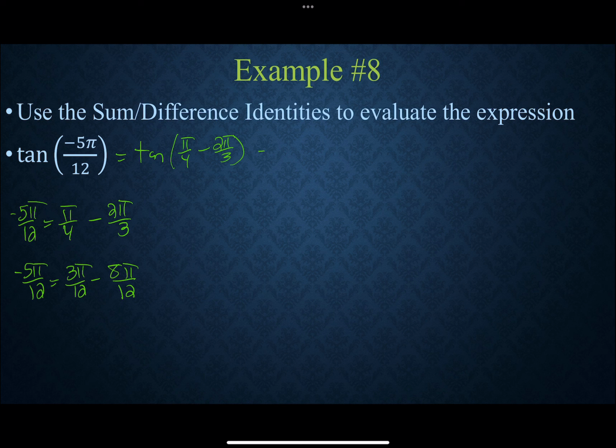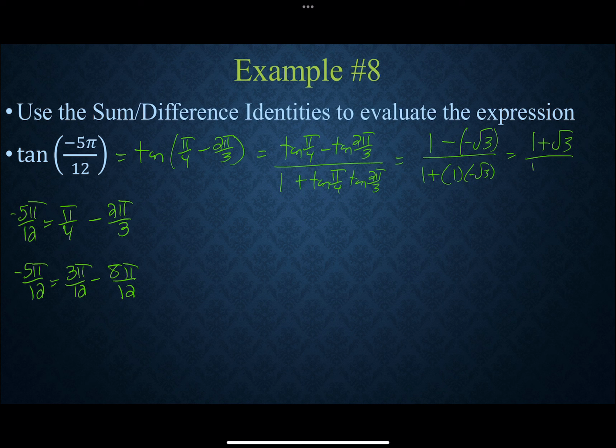All right, so then we go ahead and set it up. We recognize from our formula we would have tangent of pi over 4 minus tangent of 2 pi over 3, over 1 minus tangent of pi over 4 times tangent of 2 pi over 3. The nice thing about using pi over 4, tangent is 1. Tangent of 2 pi over 3 is going to be a negative root 3. Oops, sorry, it's a plus in the bottom there. So 1 plus 1 times negative root 3. We end up getting 1 plus root 3 over 1 minus root 3.